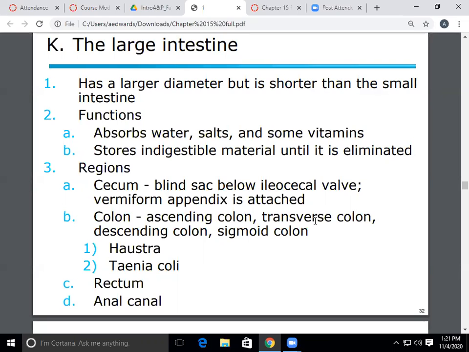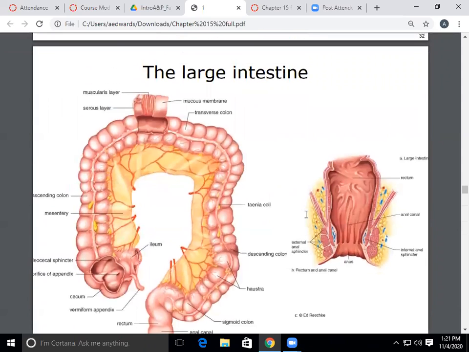And you have the colon, which you can divide into the ascending colon, transverse colon, descending colon, and the sigmoid colon. Also, you have structures known as the haustra and the taenia coli. Other parts of the large intestine include the rectum and anal canal. All right. So again, here's your appendix, cecum. All right.